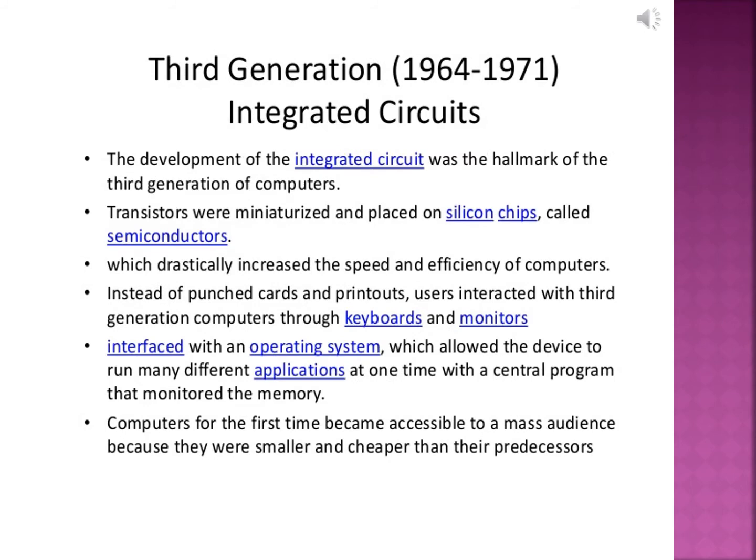In 1964, the third generation computer used integrated circuits. The development of the integrated circuits was the hallmark of the third generation of computers. Transistors were miniaturized and placed on silicon chips called semiconductors, which drastically increased the speed and efficiency of computers. Instead of punch cards and printouts, users interacted with third generation computers through keyboards and monitors. They interfaced with an operating system which allowed the device to run many different applications at one time with a central program that monitored the memory.